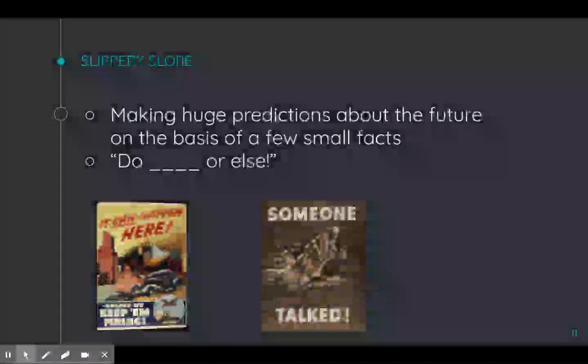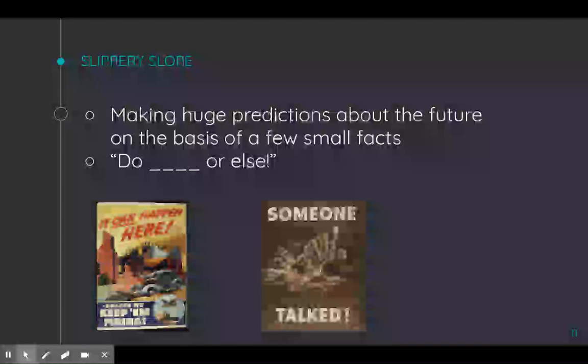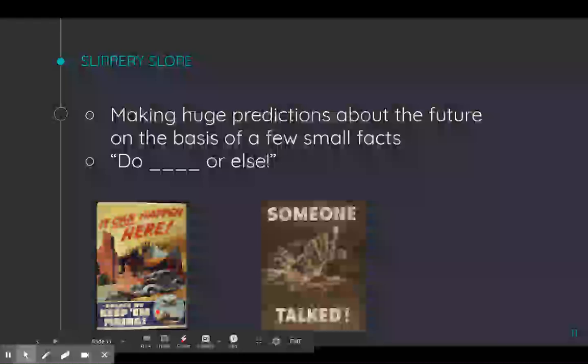Okay, last one, slippery slope. You're making huge predictions about the future on the basis of a few small facts. It's the idea of do X or else Y will happen. If you don't do this, then this bad thing will happen. Or if you do this, then all of these other things are going to fall into place and happen, which might not be true. Again, you see this: it could happen here unless we keep them firing. This is a political piece of propaganda from the war, right?